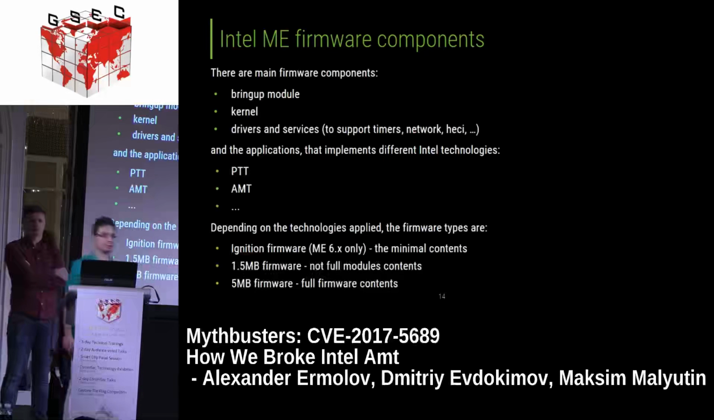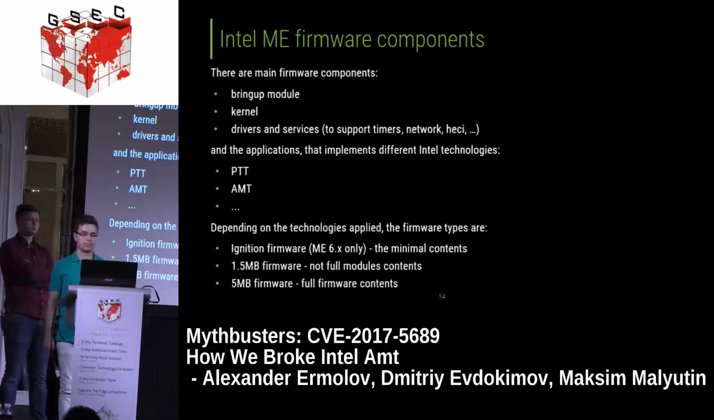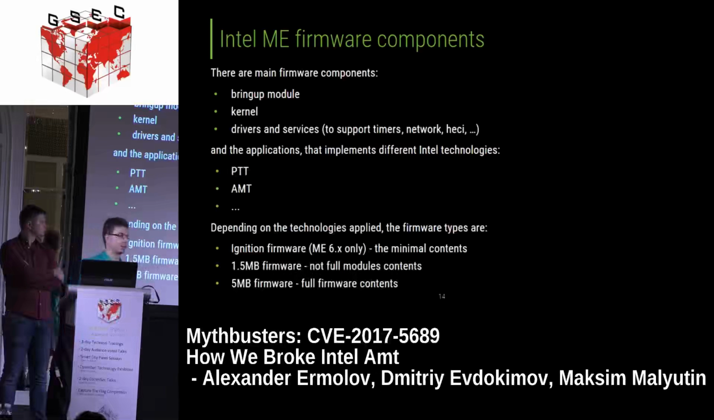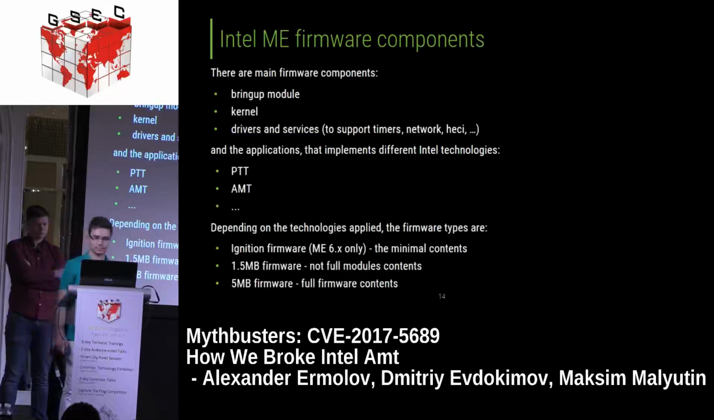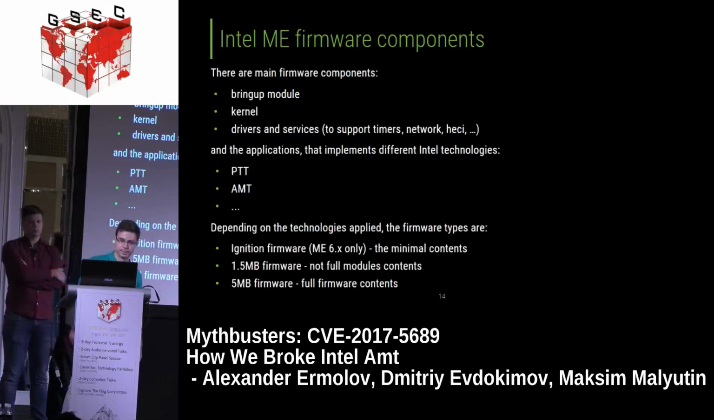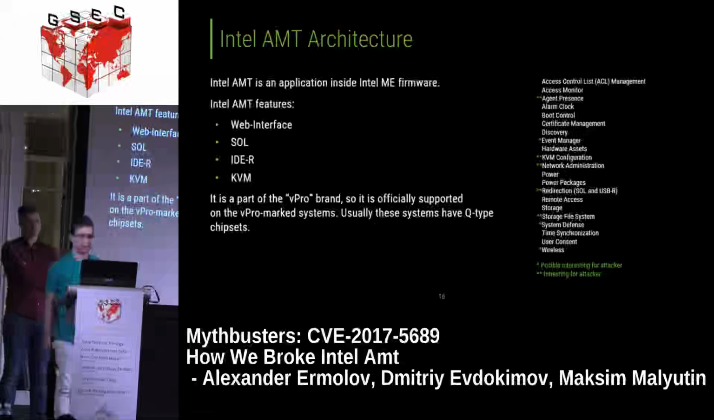The ignition firmware, which is only available for ME version 6, with the minimal firmware size and contents. Then we have the 1.5 megabyte firmware, which has incomplete module contents. And lastly, the 5 megabyte firmware, which has the full firmware contents.